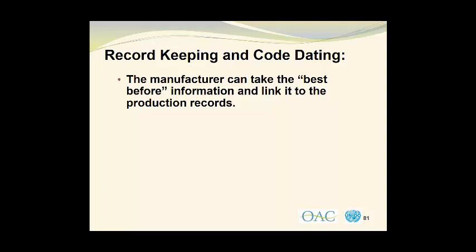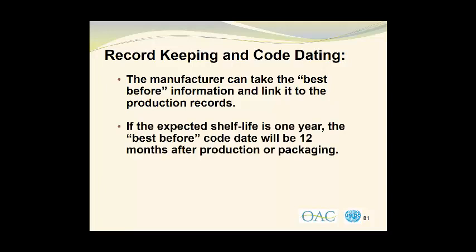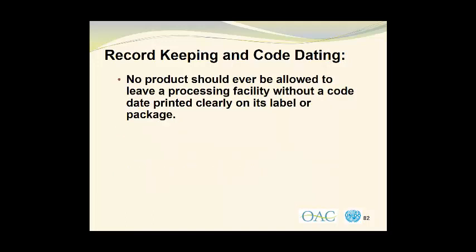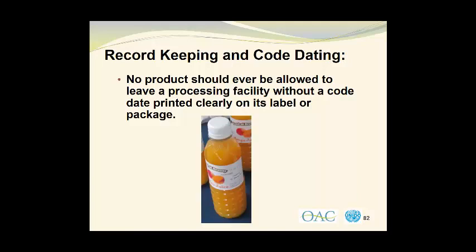The manufacturer can take the best before information and link it to the production records. If the expected shelf life is 1 year, the best before code will be dated 12 months after production or packaging. If the shelf life is only 7 months, then the code date will be set for 7 months after production or packaging. No material should ever be allowed to leave a processing facility without a code date printed clearly on its label or package. And here we see a code date on the side of this beverage.